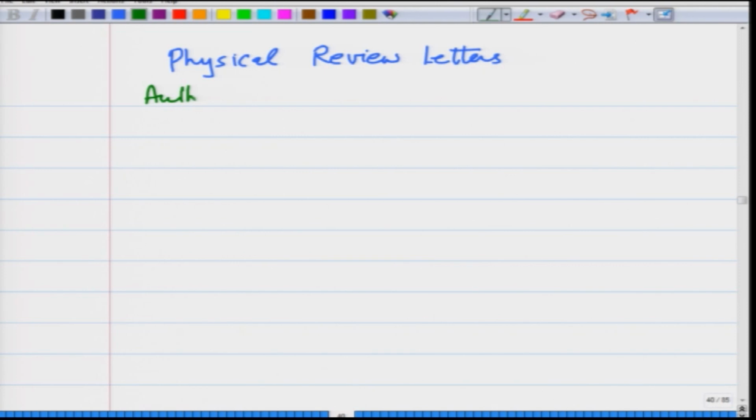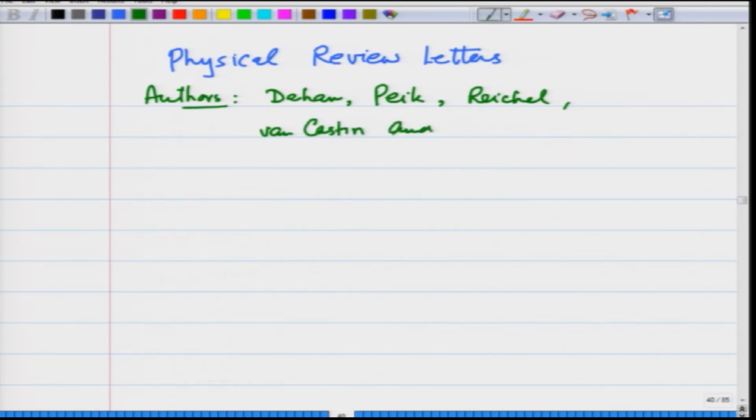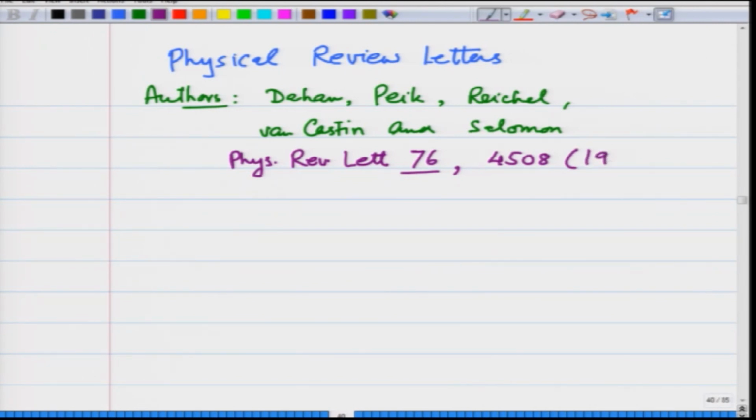The authors are Dehan, Peak probably, Reichel, Van Kasten, and Solomon, and the reference is Physical Review Letters, volume 76, page number 4508. This was published in 1996.